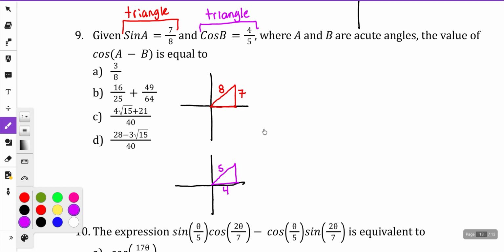Okay. Why was building these triangles important? Well, they asked me to find this. Which means you have two options here. You either need to find angles A and B, subtract them, and then try to calculate that value. If you do that, it's not going to match up to any of your answers because you're going to get a decimal that's irrational. Or you have to use a formula for this.